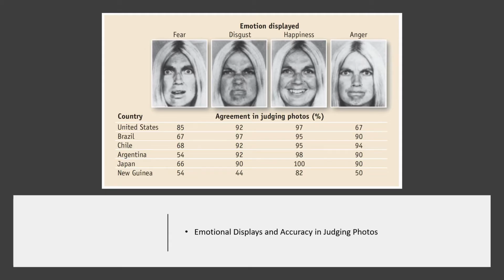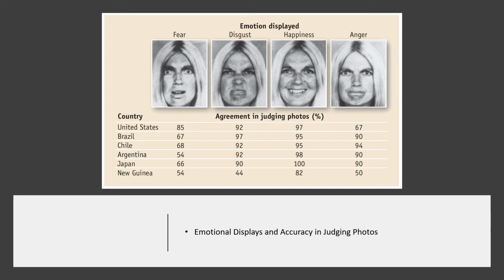This is an image in your textbook that is taken from an original study that was done by Paul Ekman and his fellow researchers, where they were looking at these universal emotions and the detection of these emotions. And you can see here they have the countries of the United States, Brazil, Chile, Argentina, Japan, and New Guinea. And they're looking at how well people are interpreting the emotion being displayed, and is there a concordance rate? In other words, are they similarly detecting these emotions of fear, disgust, happiness, and anger, which are some of those basic emotions that we just looked at?